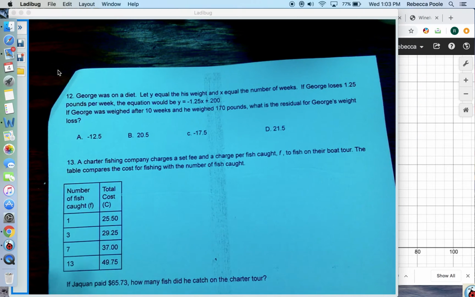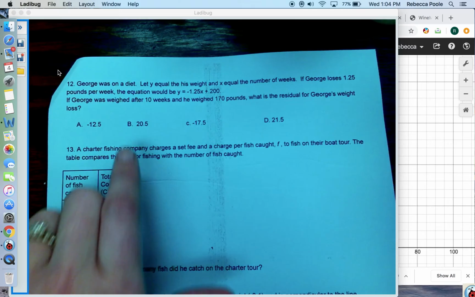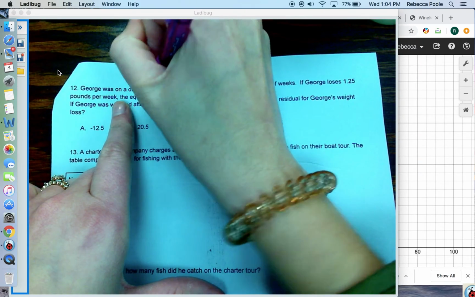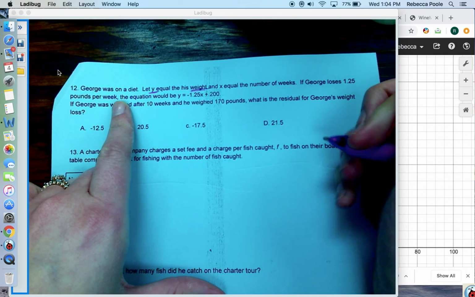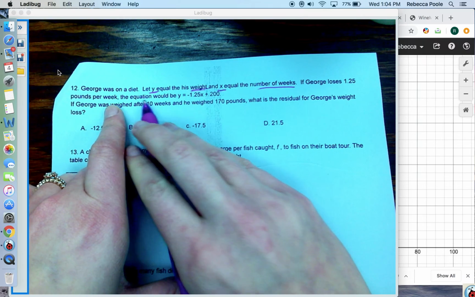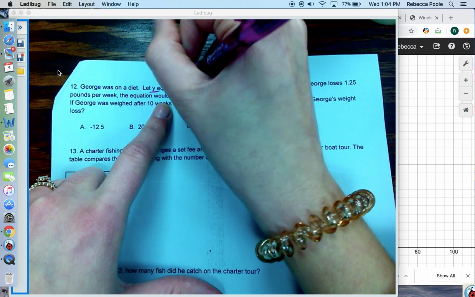On your test review. So I'm going to go ahead and get started with number 12. Number 12 says George was on a diet. Let Y be his weight. So Y is the weight. And X be the number of weeks. This is the equation that models George's weight loss. Okay, so we're going to use this equation right here.